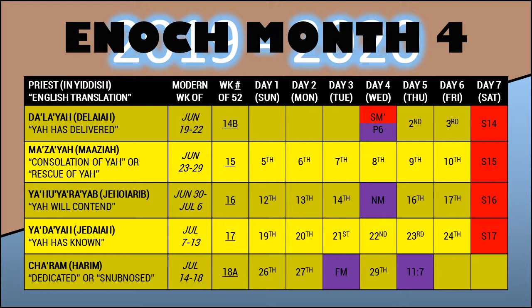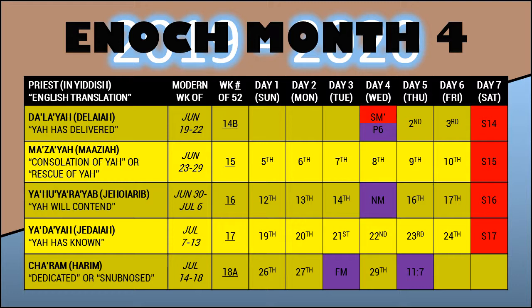Any portion that is the beginning portion, if we look at the very beginning at Sharum or Harum in Yiddish, is represented by A, as in the 18A that you note at the bottom of the screen in the third column. Also note that each priest's name is given its English translation underneath. So the Laya, which is the first name at the upper left-hand side, means Yah has delivered.